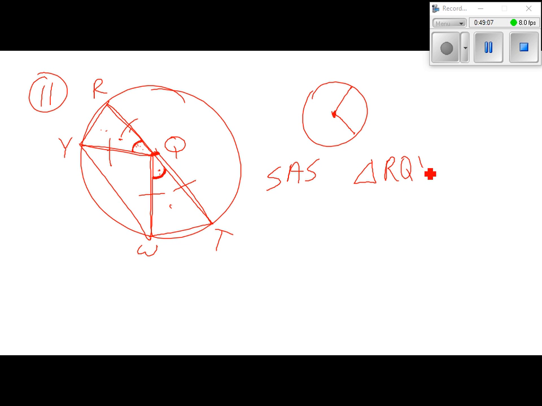RQY. The R over here matches up to what over here? T. W. What's the Q match up to? Q. What's the Y over here match up to? T. Or it could match up to W. With these being, what kind of triangles are these two? Isosceles. Does it really matter how they match up? Well, for the answer, it's going to matter.